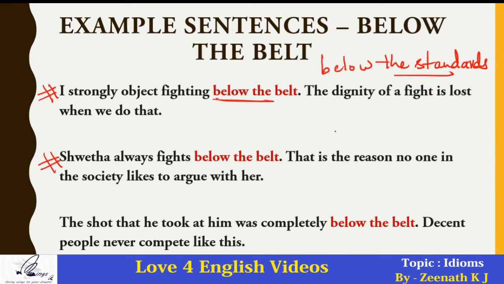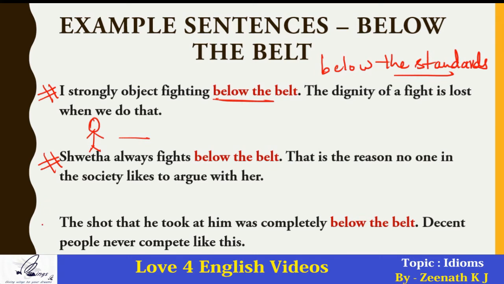Shweta always fights below the belt. That's the reason no one in the society likes to argue with her. Here we are talking about a person named Shweta who always fights below the standards. She always says something, argues based on such things which shouldn't be brought out while arguing, while fighting for that matter. So we have a person in this sentence who always fights below the belt, because of which nobody likes to talk to her, nobody likes to argue with her, because everybody knows she is a person who always fights below the belt.